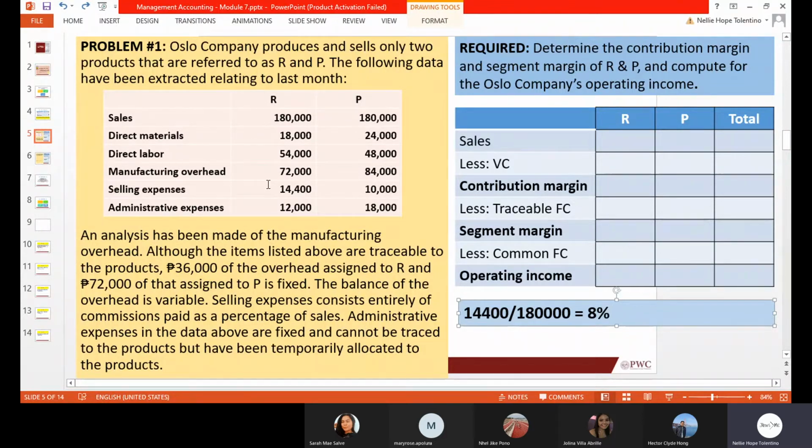Alright? So, sige nga. Kasi ito sa R, we computed for R. How about P? Selling expenses is how many percent of sales? Kay product P naman. Kasi I think magkaiba. 18%. Ha? Ay, 1.8. I don't think so. Wait. Did you compute for it? Dapat i-type mo siya sa calculator.